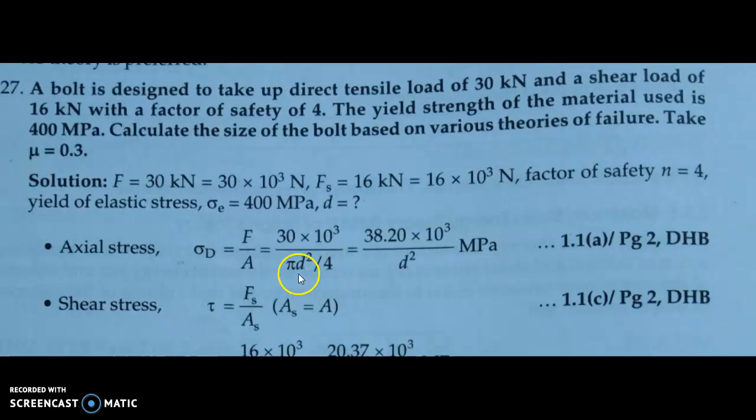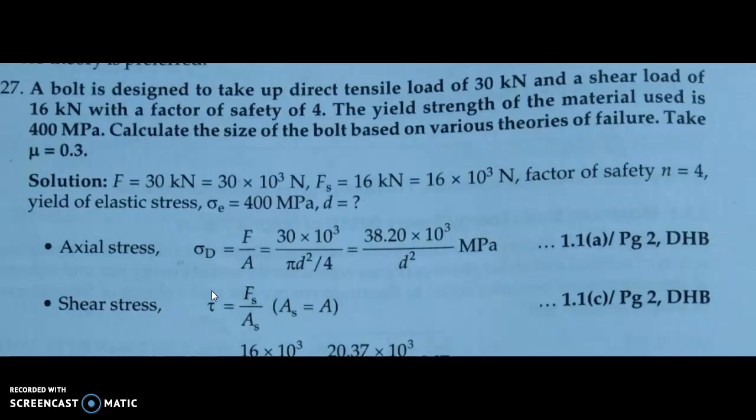Here the d is not given, so we can write the equation sigma d in terms of d, that is equal to 38.2 into 10 raised to 3 divided by d square. This equation is generally known, but if you have any confusion you can go through our data book. In our data book page number 2, equation number 1.1a, sigma is equal to F by A.